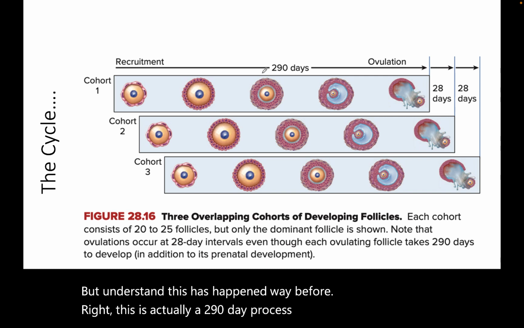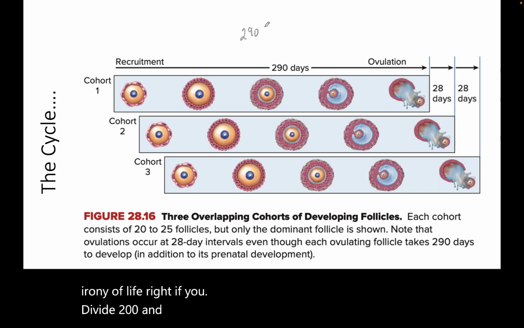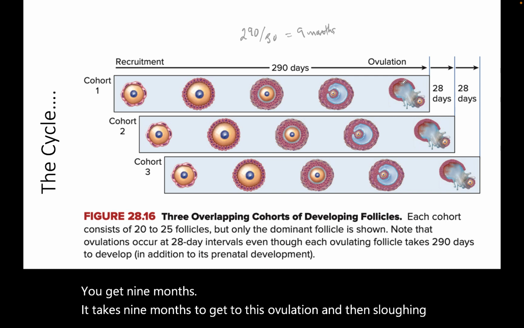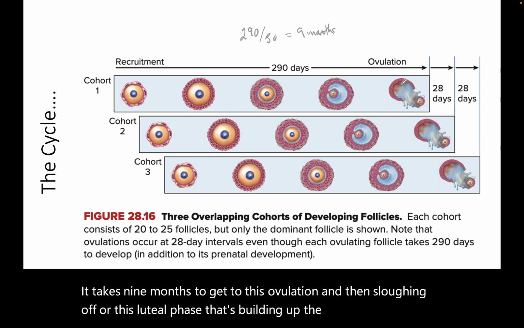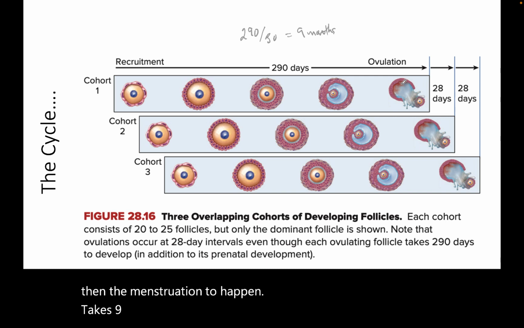Now, here's the irony of life, right? If you divide 290 by 30 days, you get 9 months. It takes 9 months to get to this ovulation and then sloughing off, or this luteal phase that's building up the uterine lining, and then the menstruation to happen. It takes 9 months. Pregnancy is 9 months. After that, here's the thing. These 290 days are not consistent.